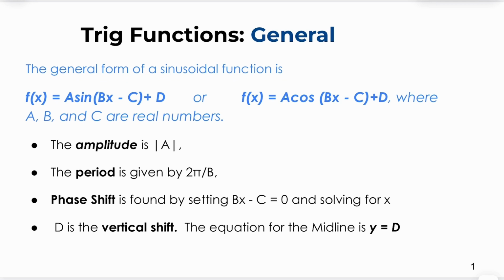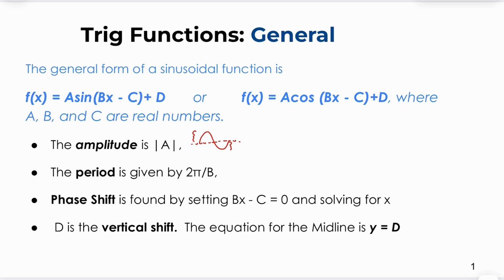The amplitude is the absolute value of A. Remember, the amplitude is that distance from the midline to the max and the midline to the min. And I'm sketching sine in this case because we're going to talk about sine first.